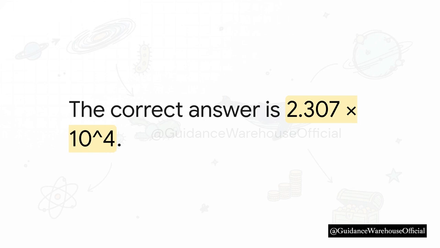If you nailed that, fantastic. If not, hey, let's break it down. Starting at the very end of 23,070, we move the decimal 4 places to the left to get our valid coefficient, which is 2.307. We just drop that hanging zero at the end. Moving left gives us a positive exponent, landing us perfectly at a power of 4.